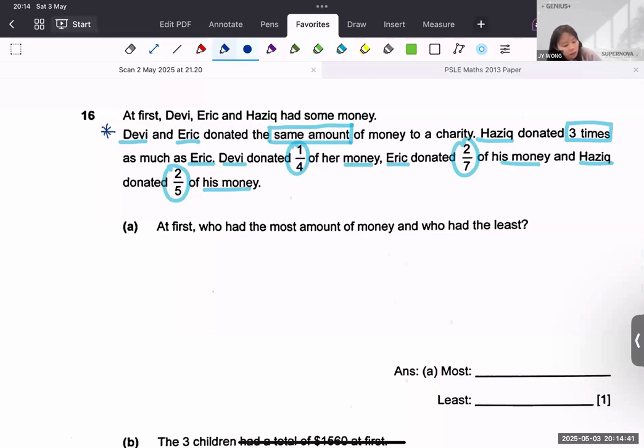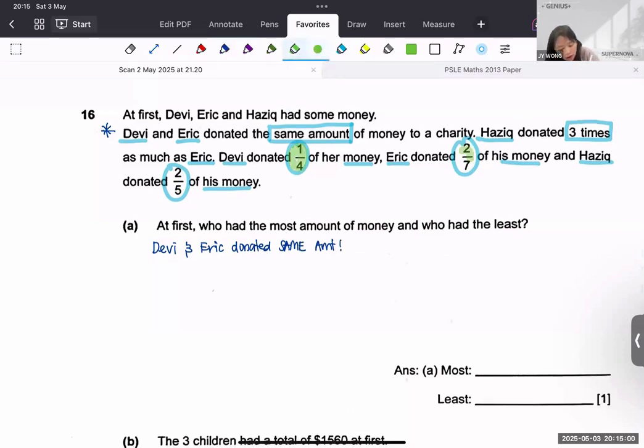The only key thing that we know here is Devi and Eric donated the same amount. What do we know about Eric and Devi? Devi, 1/4. Eric, 2/7. When we say they donated the same amount, we know that we need to do something. So 1/4 of Devi is equal to 2/7 of Eric. What method do we need to use for this part?